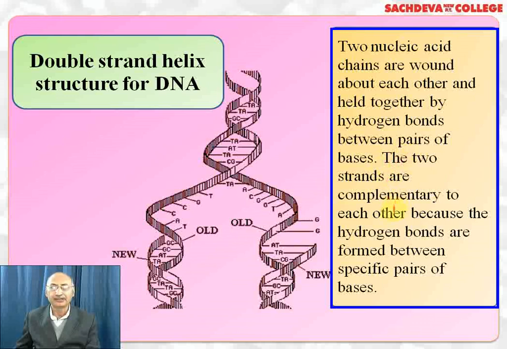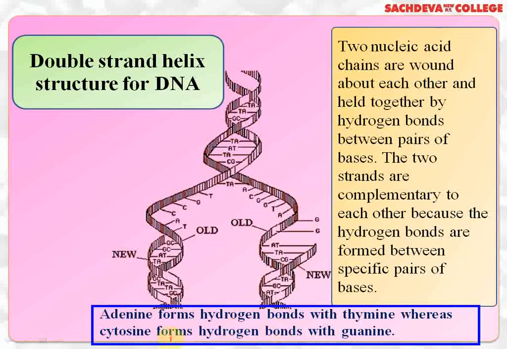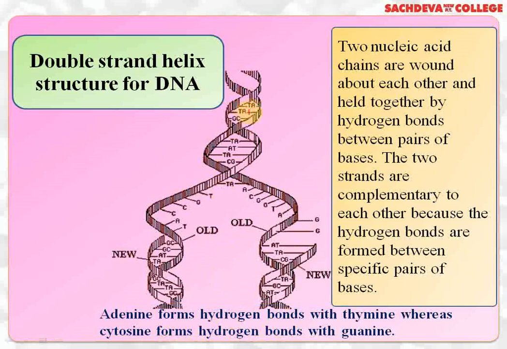The two strands are complementary to each other because the hydrogen bonds are formed between the specific pairs of the base. Adenine forms hydrogen bond with thymine and cytosine forms hydrogen bond with guanine. Here thymine is forming hydrogen bond with adenine, guanine with cytosine, and so on. So this is the specific base pairing taking place in the two strands of DNA. That is why the two strands of DNA are complementary, not identical.